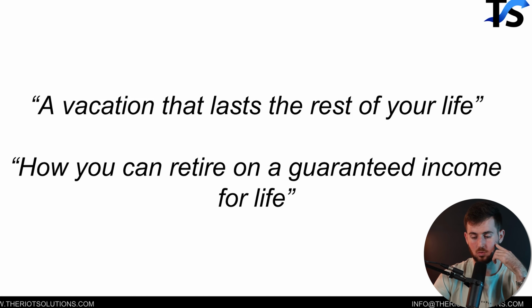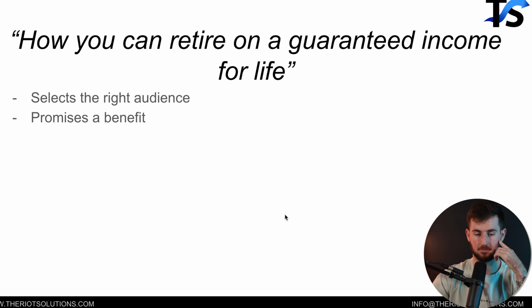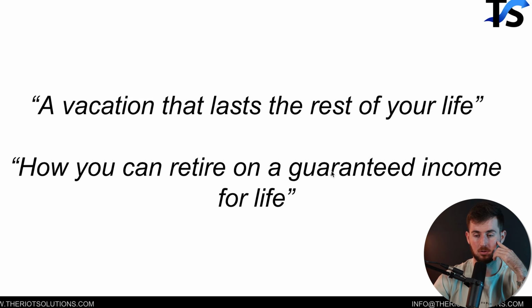All right, 3, 2, 1. How you can retire on a guaranteed income for life. Here's why this one worked so well, because this is a great example of driving curiosity just to drive curiosity. "A vacation that lasts the rest of your life": you immediately think of a real vacation. Whereas "How you can retire on a guaranteed income for life" is more specific and promises the benefit that we need. Don't get me wrong, a vacation that lasts the rest of your life implies a benefit, but it puts you in the wrong mindset. The other is a lot more specific to what our audience wants.